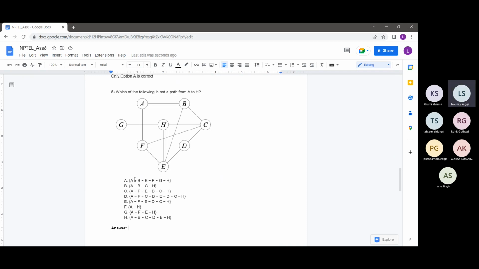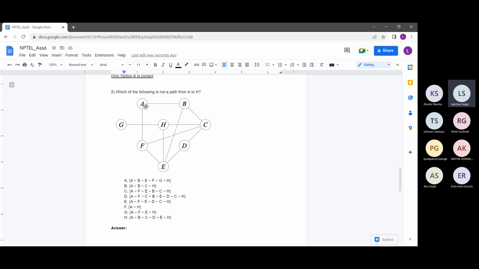Here, let's go option by option. We just need to find out which of the following is a path from A to H. So the path should start at A and should end at H. And note, in a path, the vertices should always be distinct. We can't go to the same vertex twice. That's a basic definition of a path.